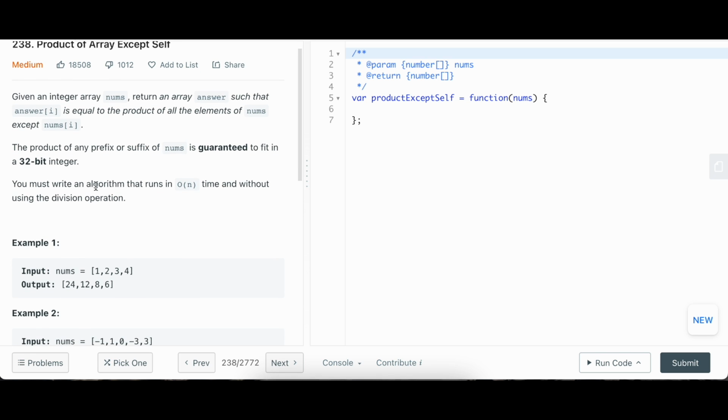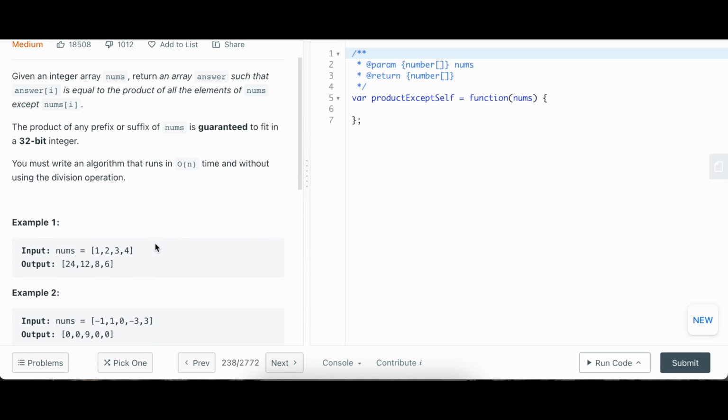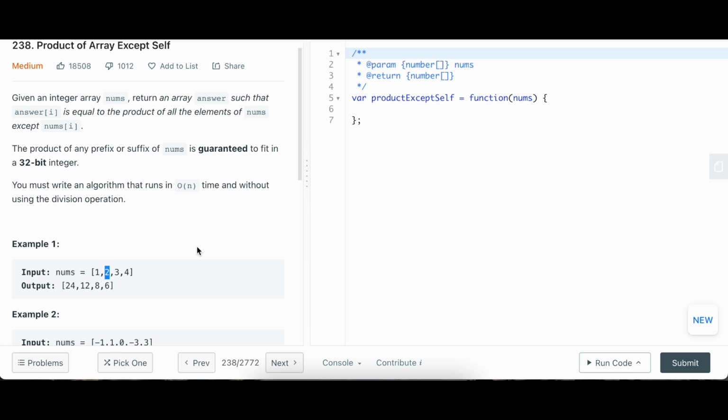He clearly mentions in the question that we must write an algorithm in O of n linear time and without using the division operation. The first thing we might think is that we could product all the numbers. For example, here we could do 1 into 2 into 3 into 4, which will be 24. And then since we don't want the current number, we could simply do 24 by 1, which is 24, and then 24 by 2, which is 12, and so on. But that is not allowed, right? So how can we do this problem then?